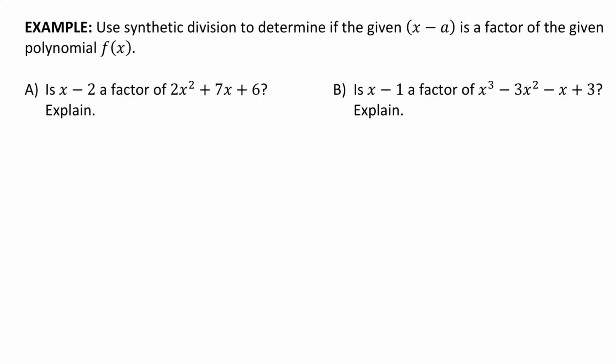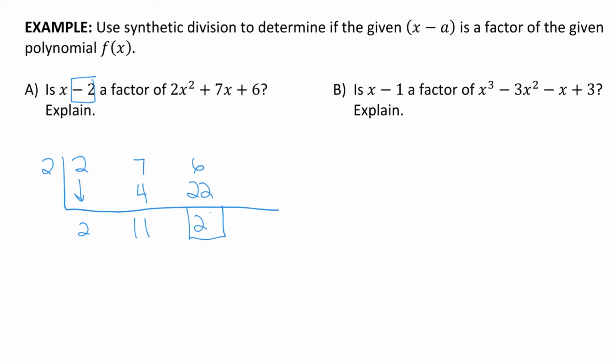All right, let's look at an example worded a little bit differently. It says use synthetic division to determine if the given x minus a is a factor of the given polynomial. So we can use synthetic division. Let's take the opposite of x minus 2, so that would be a positive 2, and let's synthetically divide it. So we've got 2, we've got 7, we've got 6. There's no missing terms. All right, so drop down your 2. 2 times 2 is 4. 7 plus 4 is 11. 11 times 2 is 22. It gives us a remainder of 28.